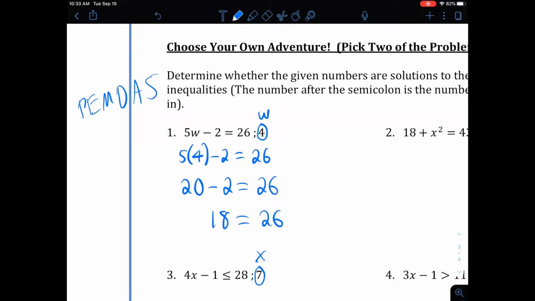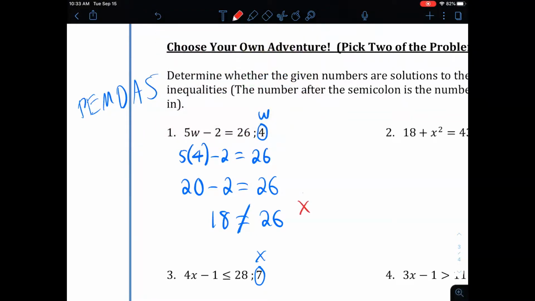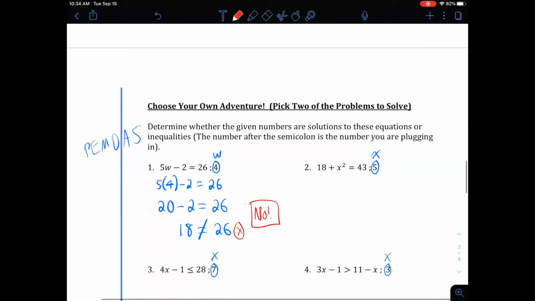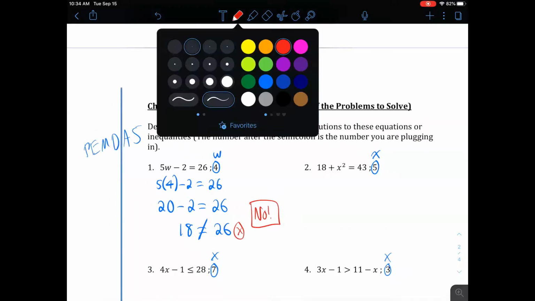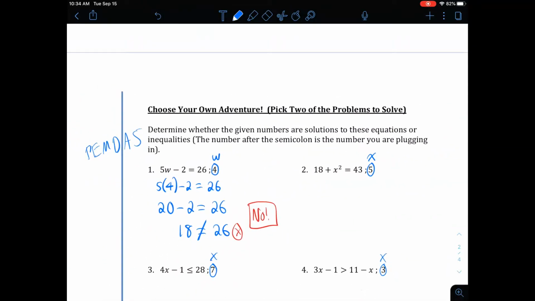Now, does 18 equal 26 or no? It does not. So is this a solution or no? This is not a solution. Actually, I'm going to write no. I'm going to put no here. We should be writing that before, actually, but anyways. All right, next one. Let me pause for a second. Let's write that down.